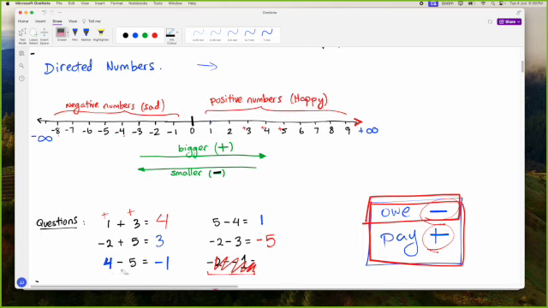Right? So you can see how the owe and pay works. Every time you see a minus in front of a number, that is how much you owe, and any time you see a positive number, that is how much you have, right? So in this example here, you can see I have $5 and I owe Karen $4. So when I pay Karen $4, I'm going to have $1 left. In this case here, I owe Karen $2, but then I come back and I owe her another $3. So I owe $5. Right?